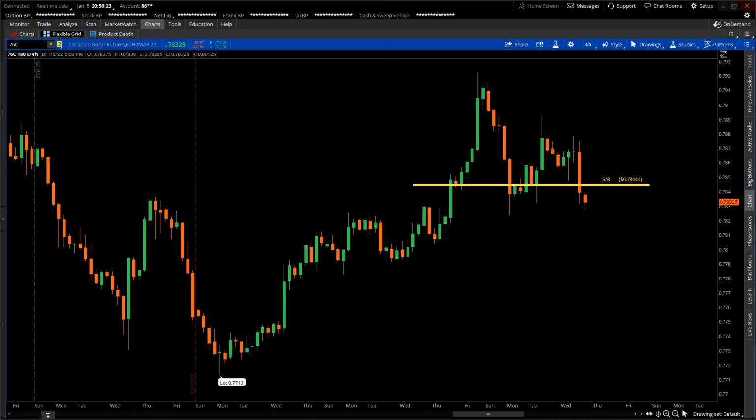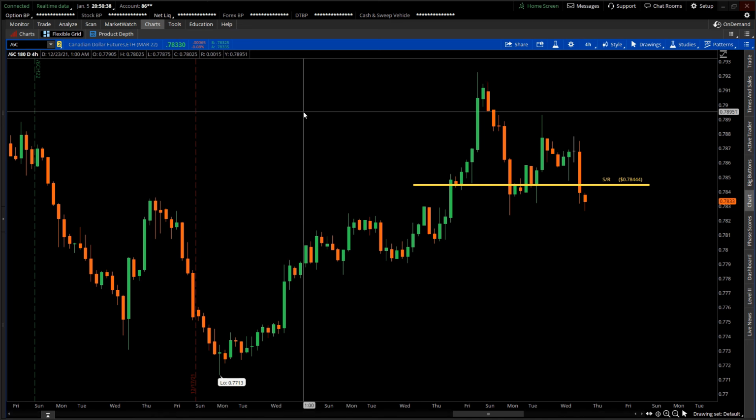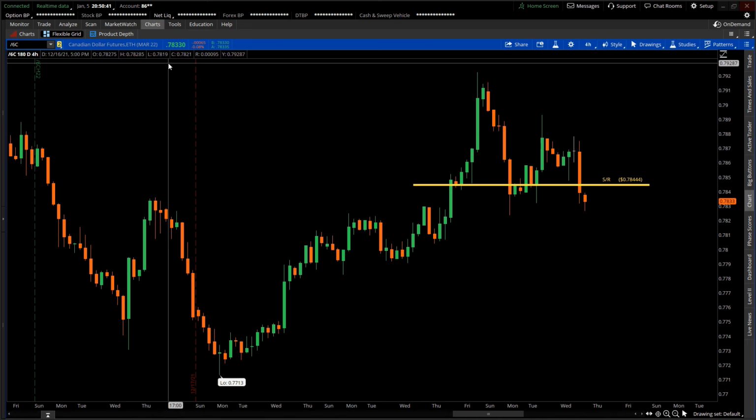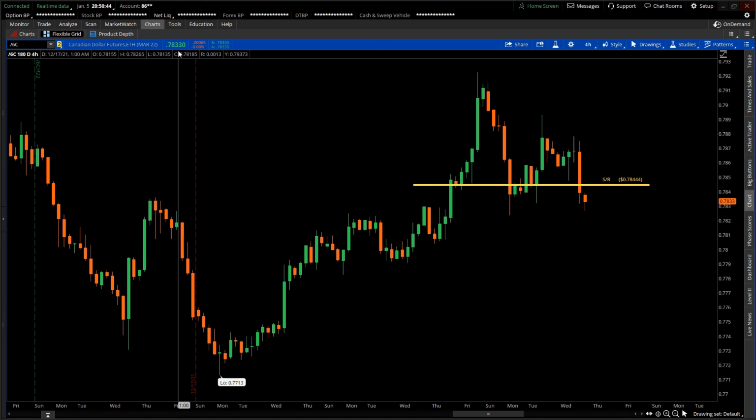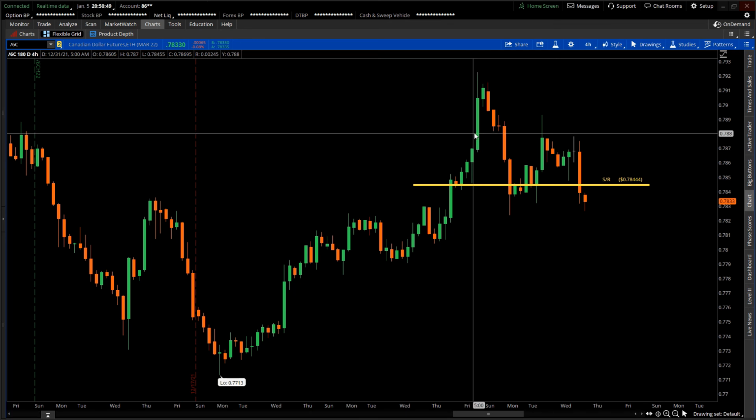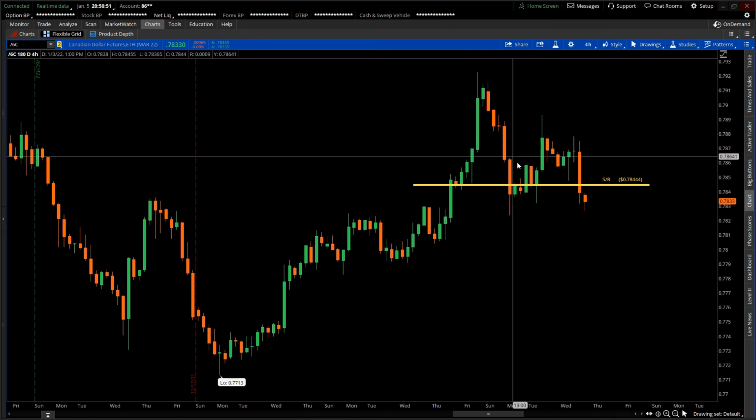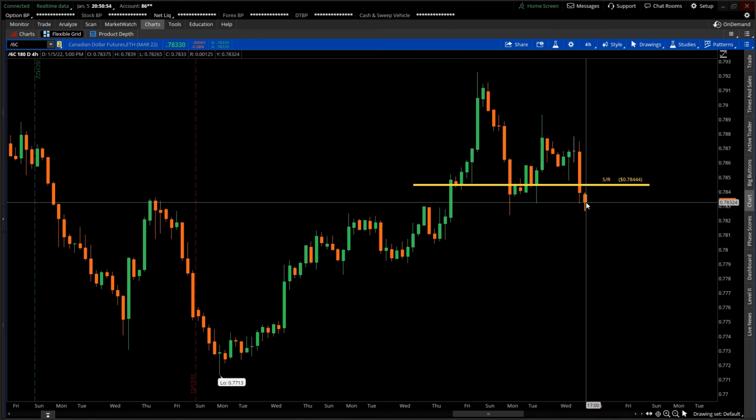Today is Wednesday and it's 8:50 p.m. Eastern Time. This is the 4-hour chart for the Canadian dollar futures March 2022 contract, ticker symbol /6C. And as of the time of this recording, price is trading at 0.7833. So from the 4-hour chart, where each candlestick represents 4 hours worth of trading, this is the current 4-hour time frame right now. So this is the candlestick we're currently in.